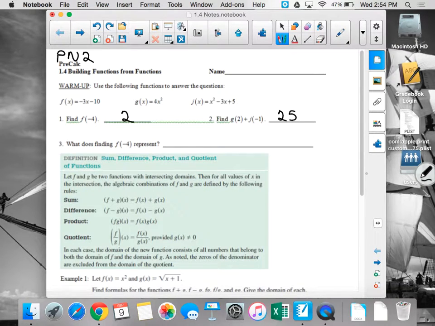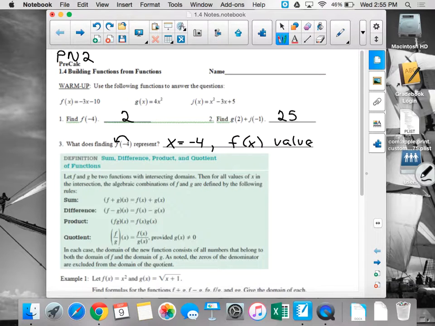Now, number 3, it says, what does finding f of -4 represent? Well, what that means is that when you replace x with -4, so when you put -4 into the function, you will get a y or f of x value. So really that's just saying that you're substituting -4 into your function for x, and then you will get your output, which is your y value.